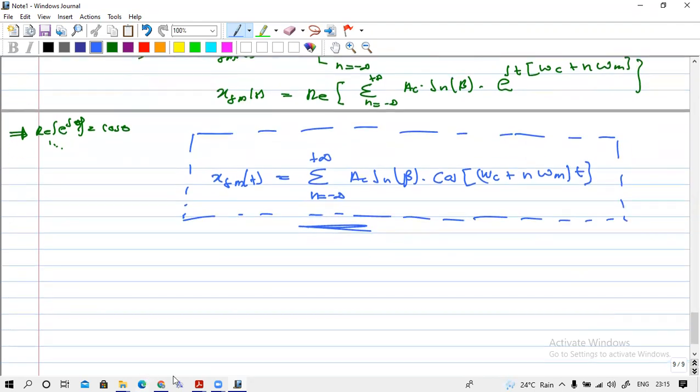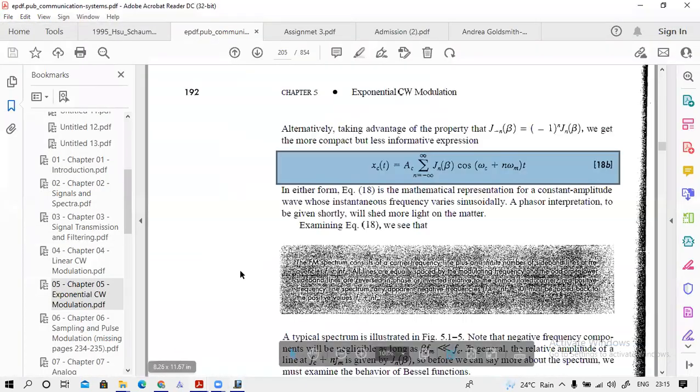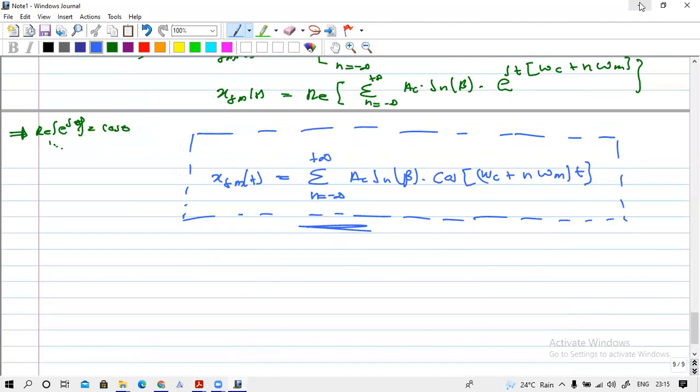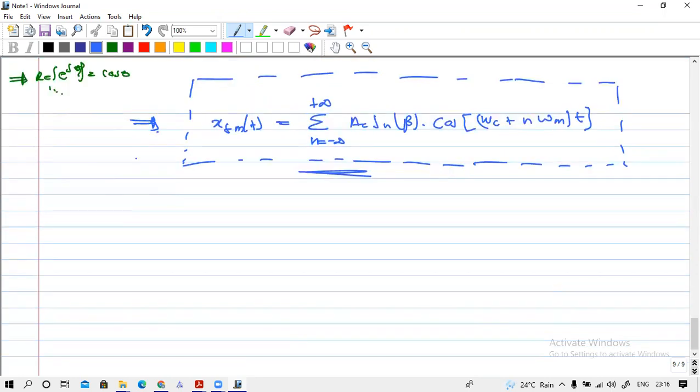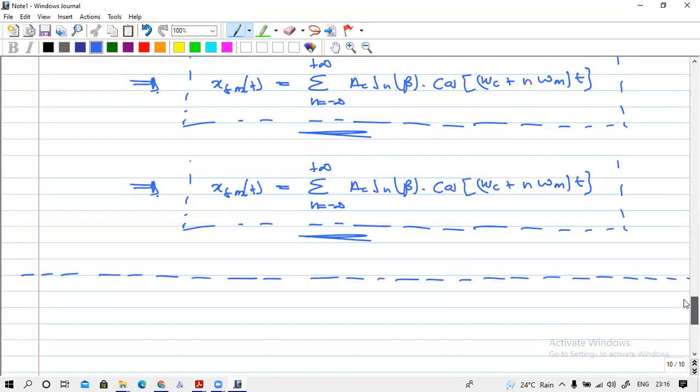We have derived it, so let's see. Here we have A_C, sum over n from minus infinity to plus infinity, J_n(β) cos(ω_c + nω_m)t. It is the same one, so our derivation is okay. Now we will move to the question. You can actually skip this derivation if you need, but I am doing this for the completeness of the session.